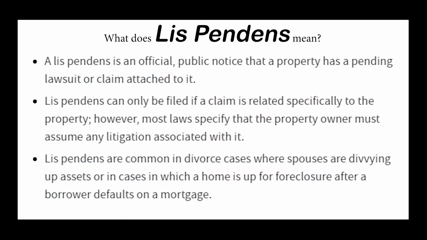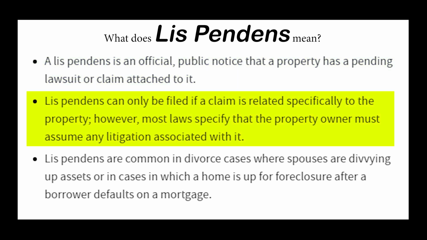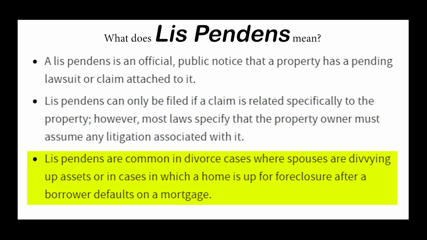Let's take a look at the Wikipedia definition of lis pendens. Okay, so lis pendens is an official public notice that a property has a pending lawsuit or claim attached to it, which is going to be the foreclosure action. Lis pendens can only be filed if a claim is related specifically to the property. However, most laws specify that a property owner must assume any litigation associated with it. Lis pendens are common in divorce cases where spouses are divvying up assets, or in cases in which a home is up for foreclosure after a borrower defaults on a mortgage.